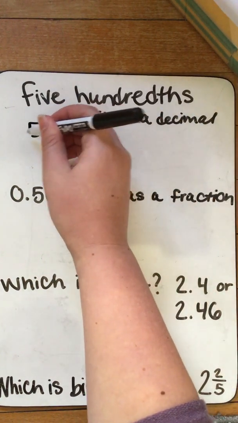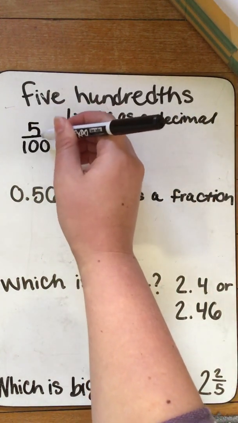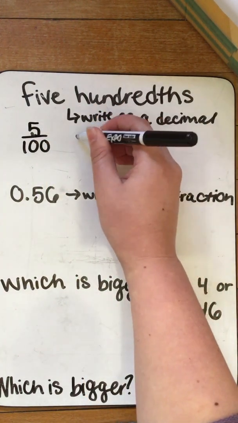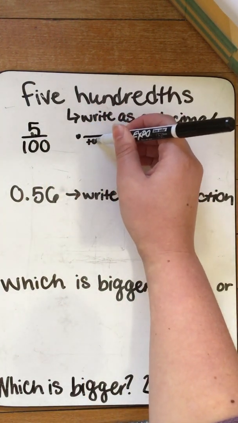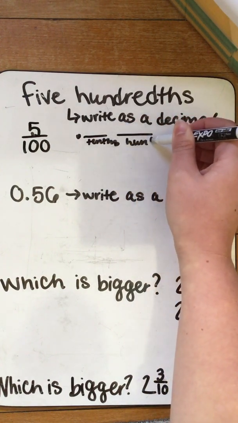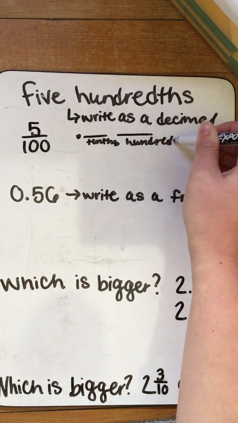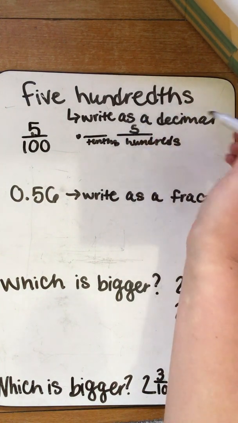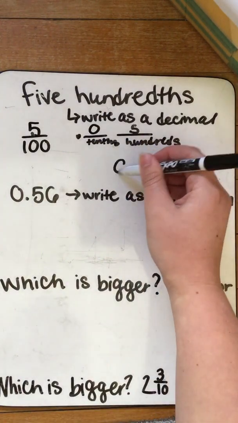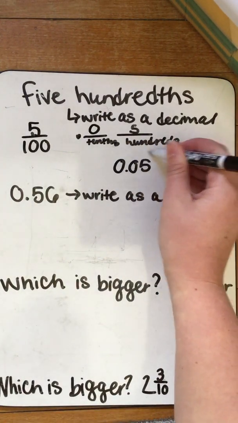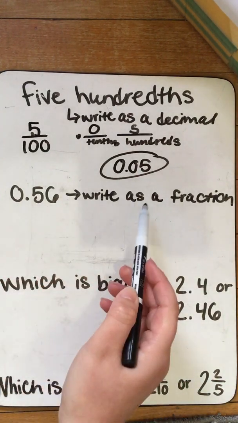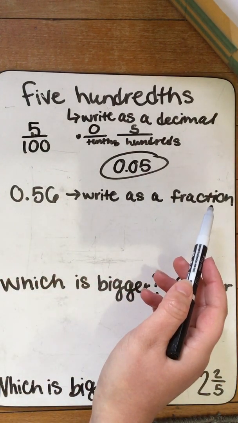So I'm going to write out 5/100ths. Now, some of you might be thinking, Miss Vanderstel, I remember that my decimal goes there, my tenths are there, and my hundredths are there. So if I have 5/100ths, I would put that in the hundredths place, and I don't have any tenths. You're exactly right. That is your decimal, 0.05. What if it gives you the decimal and it asks you to write it as a fraction?